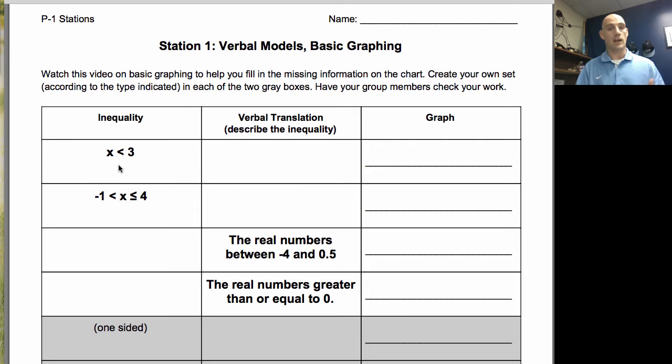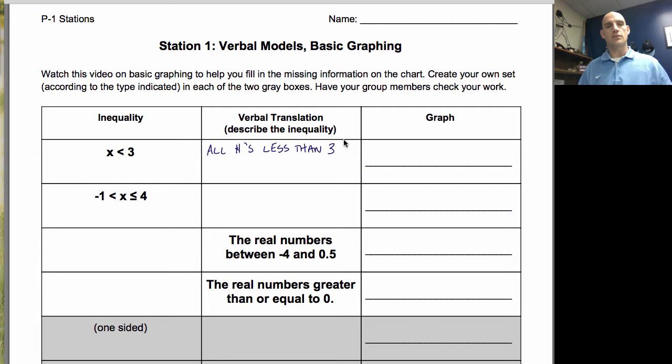The first one that we're going to look at here is this inequality that reads x is less than 3. And so when we look at a verbal translation, there's a lot of ways you could say it. I literally just read it. But what I'm more looking for is how would we describe this interval? So we'd say something like this: all numbers less than 3. Okay, so all the numbers less than 3. So x could be anything, so it's all numbers less than 3.